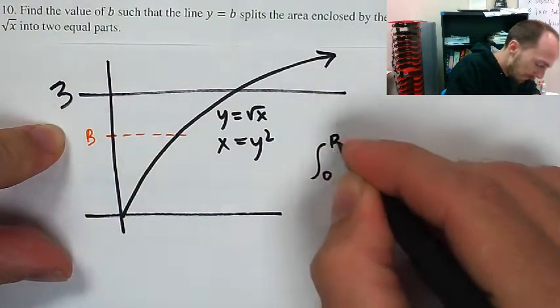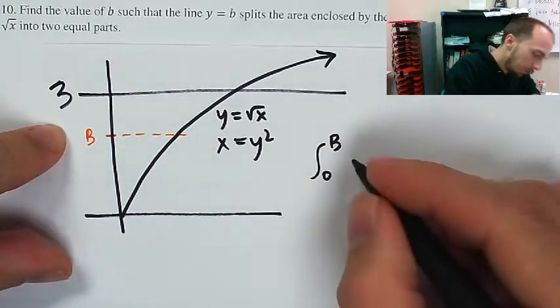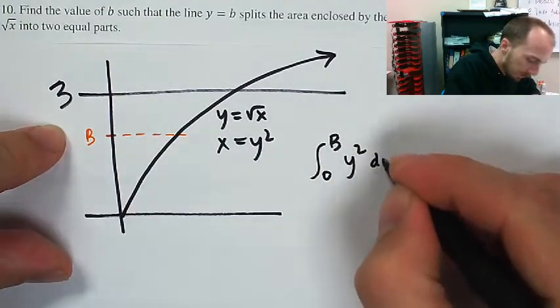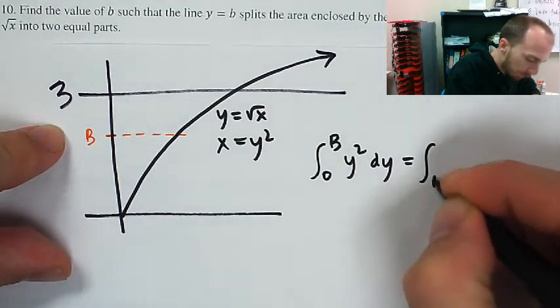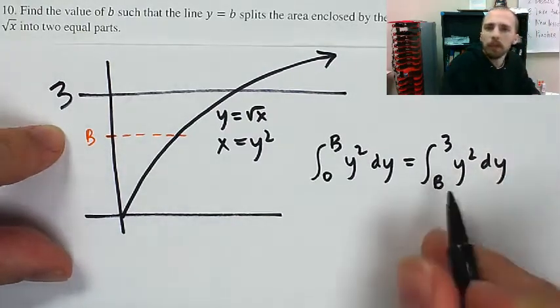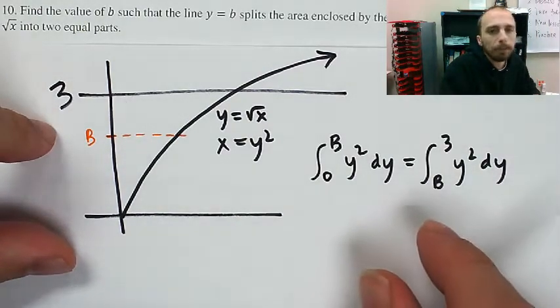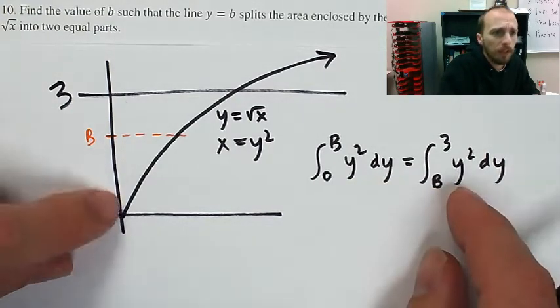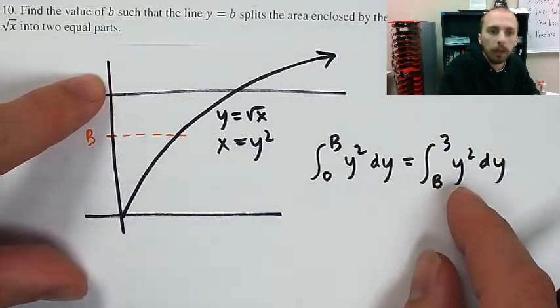Integral from 0 to b of right minus left, x equals y squared minus x equals 0, is equal to the integral from b to 3 of y squared dy. That's our first option. And wait, yeah, no, that's the one I like better, is that this area is equal to that area.